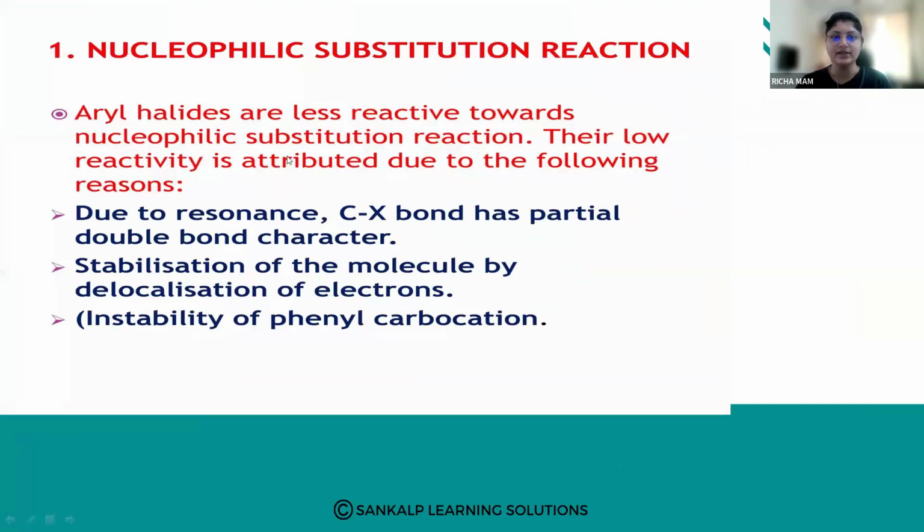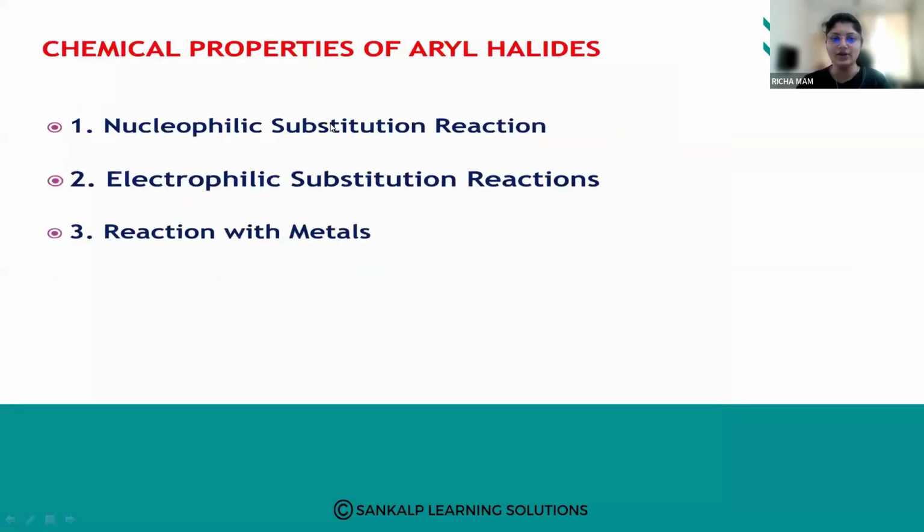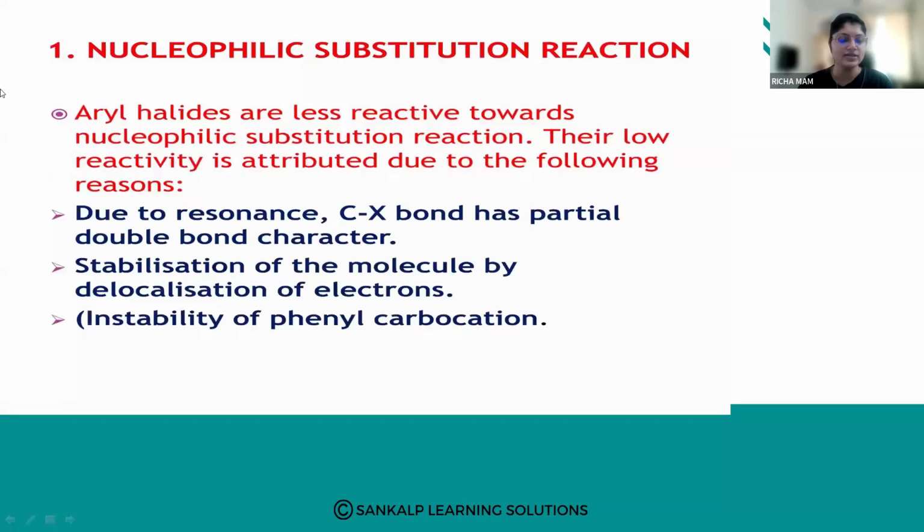So we'll see the nucleophilic substitution reactions. Basically, aryl halides undergo these three: nucleophilic substitution reaction, electrophilic substitution reaction, and reaction with metals. Nucleophilic substitution reaction will be a little difficult because benzene is a nucleophile. Nucleophile means it will be electron rich.